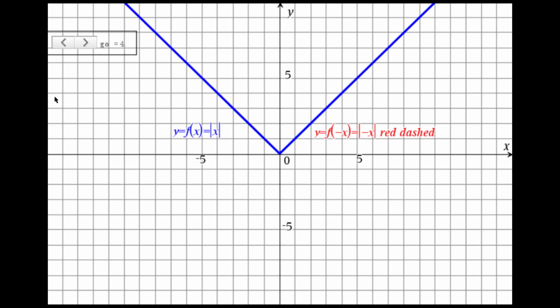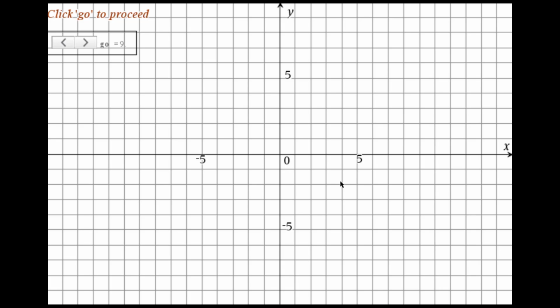We're going to graph y equals f of the opposite of x as a red dashed function. And you can see that those two are identical. So is this blue function even or odd? It is an even function because f of the opposite of x is exactly the same as f of x all the time, for all values of x in its domain. So the absolute value is an even function. Press pause at any time.